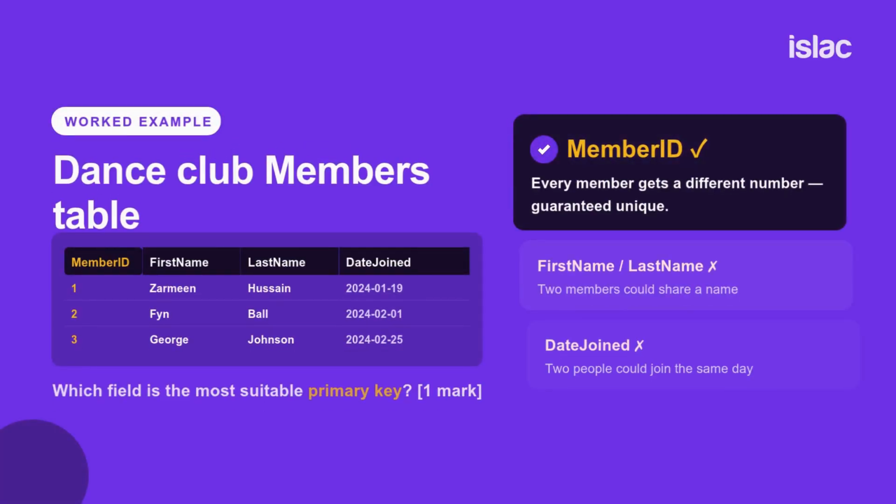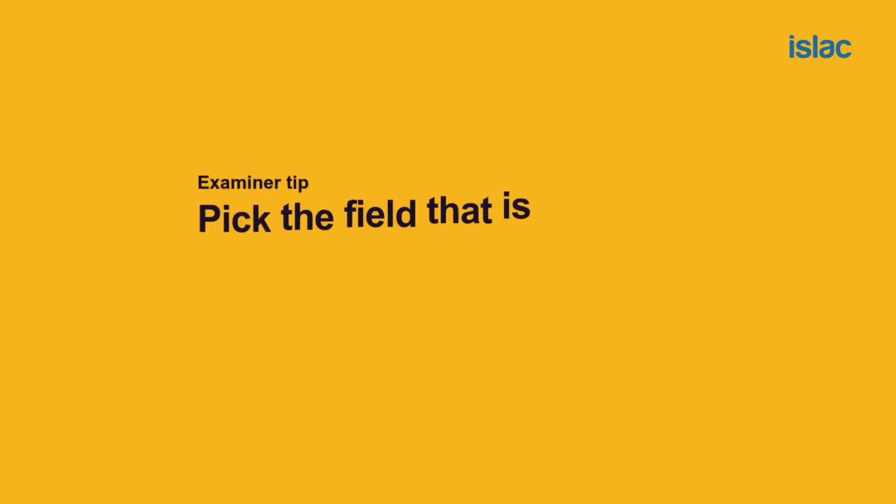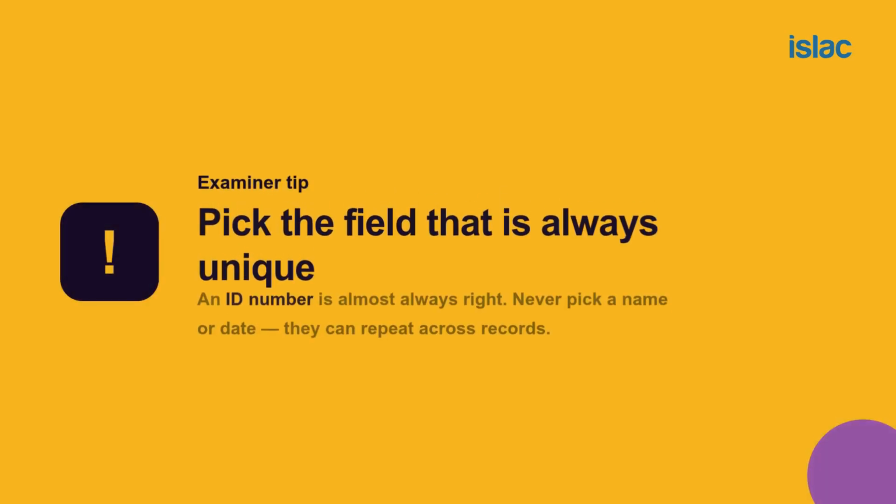Here is the second worked example. A dance club has a members table. Which field is the best primary key? Remember, the primary key must be unique for every record. Final examiner tip: when choosing a primary key, always pick the field guaranteed to be unique. An ID number is almost always the best answer. Never pick a name or date.